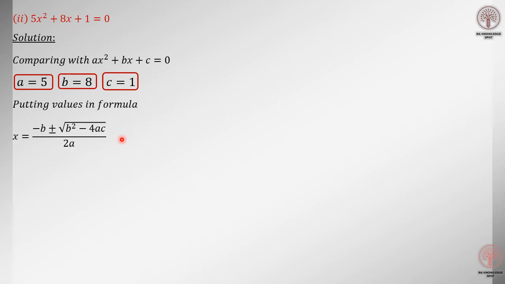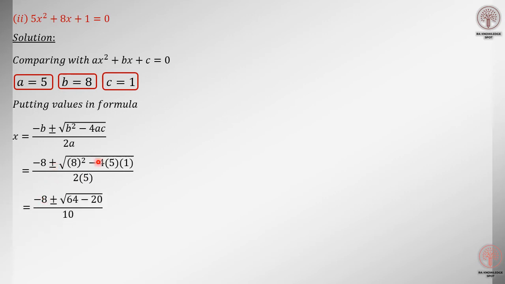Now, using the formula, putting the values in the formula. As you know, this is the formula. I'm 100% sure that you have learned the formula. Now, after putting the values, just replace the values instead of a, b, and c. Then 8 square is 64. 4 5s are 20.